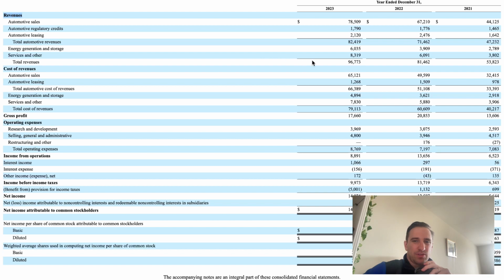Remember, this is revenue, so total revenue is 96 billion. Then the cost of revenues, you can see here, total cost of revenues is 79 billion. So your gross profit is 17 billion. But then you subtract out the operating expenses, which I just explained: research and development, selling, general, and administrative. And then you see that you're now down to 8 billion because it says income from operations. So you're at 8.8 billion.